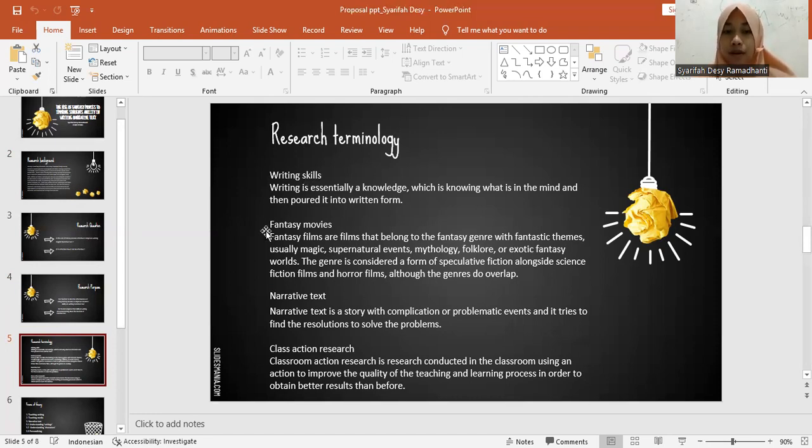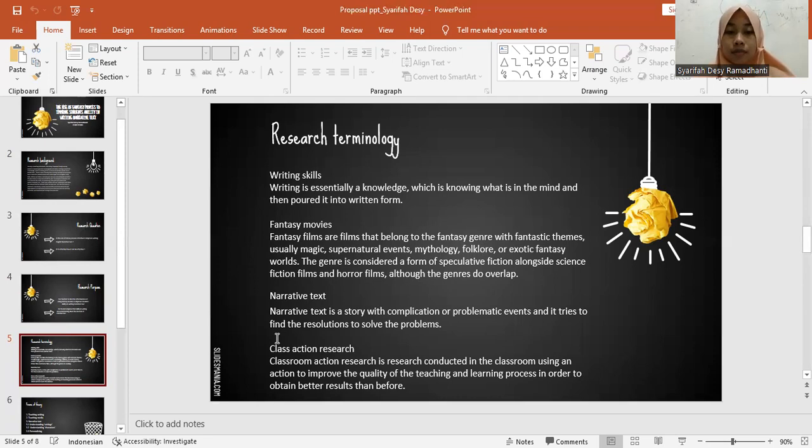written form. And for fantasy movies, fantasy films are films that belong to the fantasy genre with fantastic themes, usually magic, supernatural, even mythology, folklore, or exotic fantasy worlds. The genre is considered a form of speculative fiction, alongside science fiction films and horror films. Also, the genres do overlap. So we can see here a fantasy movie contains the same genre as narrative text. So that's why I chose fantasy movies as the media for teaching narrative text.